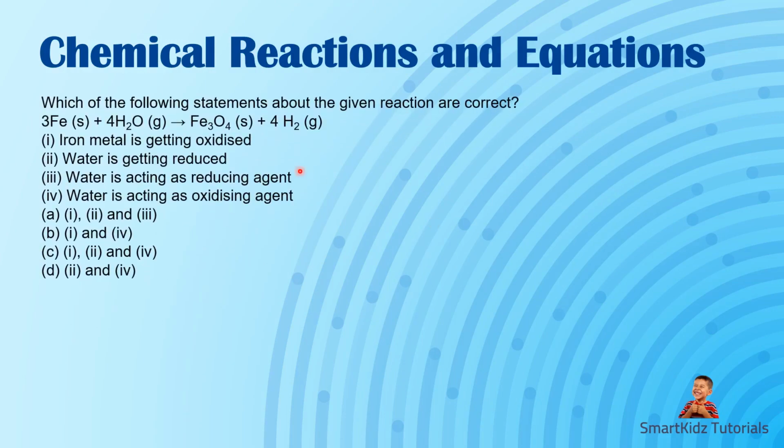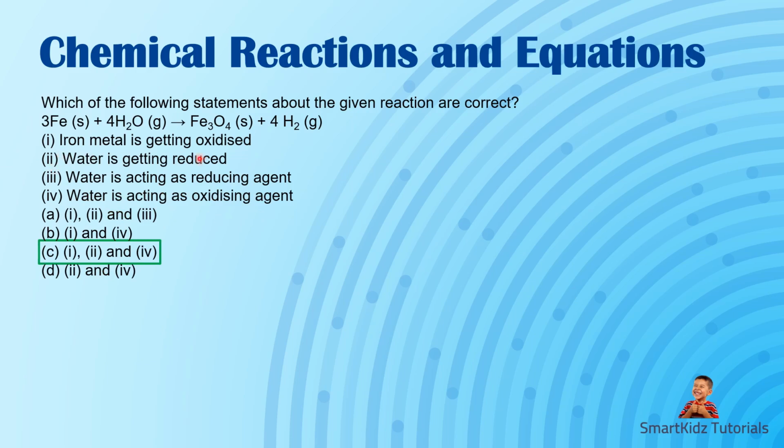Next question. Which of the following statements about the given reaction are correct? You have a reaction here, iron reacting with water to give you Fe3O4 plus evolution of hydrogen gas. Which of the following statements are true? One, iron metal is getting oxidized. Two, water is getting reduced. Three, water is acting as a reducing agent. Four, water is acting as an oxidizing agent. Let's have a look at the answer. That's 1, 2 and 4.